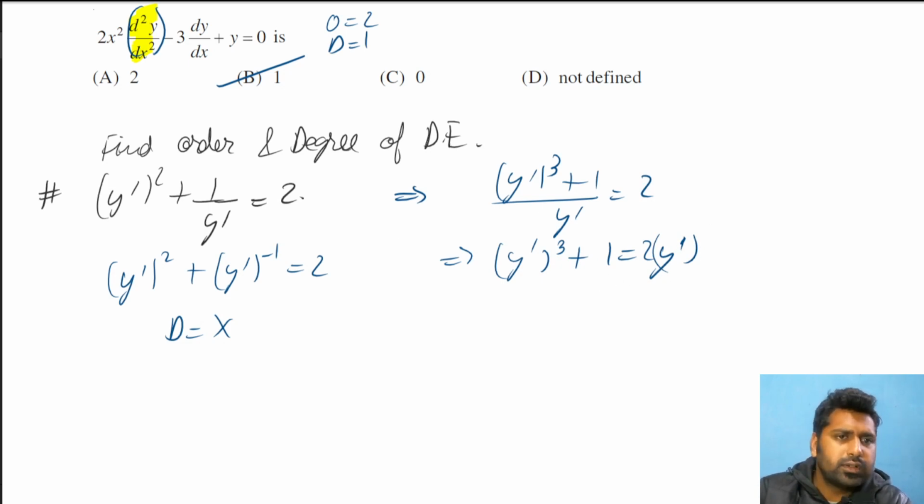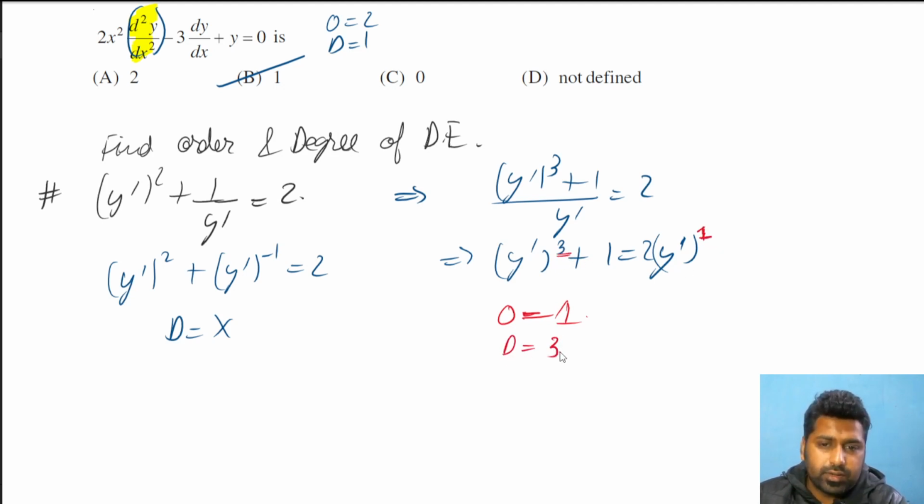So now what's the order? Order is the highest order derivative. That's 2, and you look for y dash is involved, so order is 1. What is the highest power available? Here the power available is 1. Here the power available is 3. So what is the highest power available? There, 3. So degree is 3, not defined.